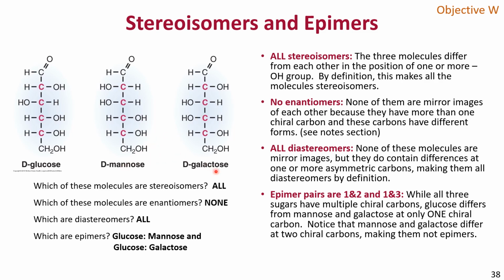But mannose and galactose, they are not related at all because they have more than one. You see there are a couple places that are changed. Like for example, carbon number 4 and carbon number 2. So more than one position is changed here. So that's why mannose and galactose are not considered epimers.